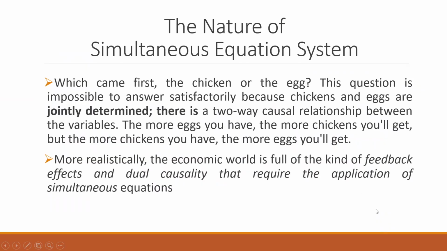What is the nature of the simultaneous equation system? Let's try to understand. The basic question: what came first, the chicken or the egg? This question is impossible to answer satisfactorily because chickens and eggs are jointly determined. There is a two-way causal relationship between the variables. The more eggs you have, the more chickens you will get. But the more chickens you have, the more eggs you will get.